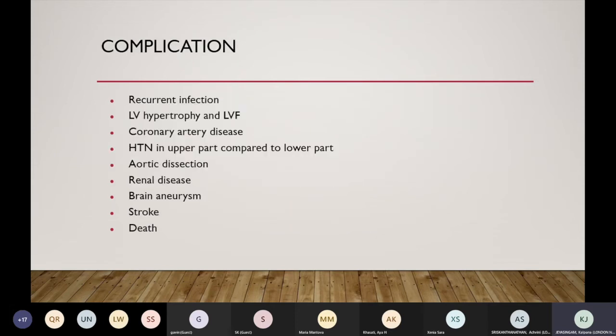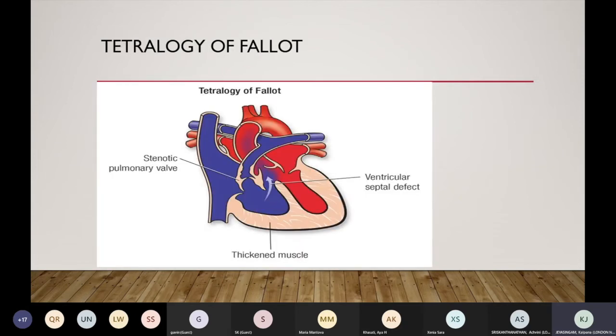Complications generally of coarctation could be recurrent infections, left ventricular hypertrophy and left ventricular failure, coronary artery disease, hypertension in the upper part compared to the lower part, aortic dissection, renal disease, brain aneurysm, stroke, and in very unfortunate cases, even death. Hopefully that's all okay so far.